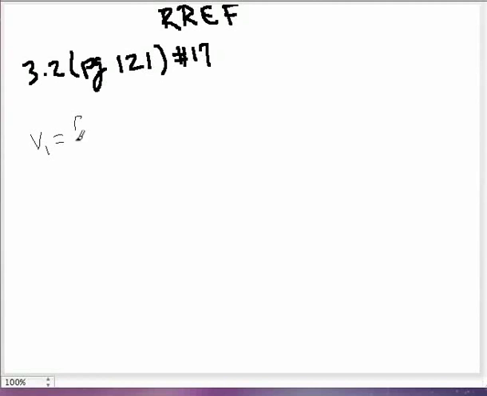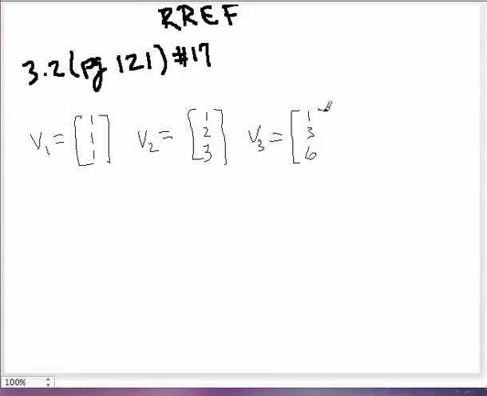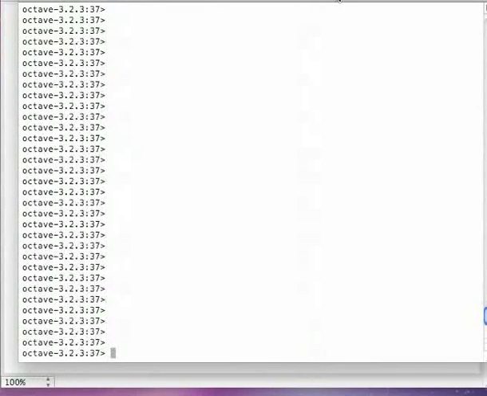So we've got B1 is 1, 1, 1, and B2 is 1, 2, 3. Last vector, B3, is 1, 3, 6. So basically I want to show that the linear combination of these is a zero vector only if you solve for the coefficients. One way to do that is to put those in a matrix, so I put them in a matrix called M here.